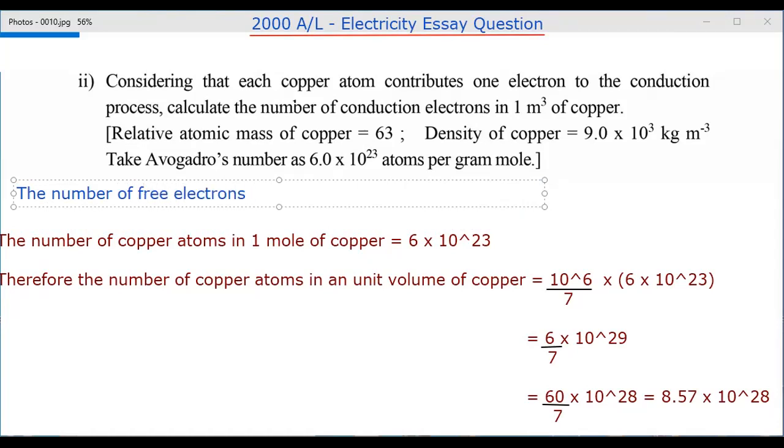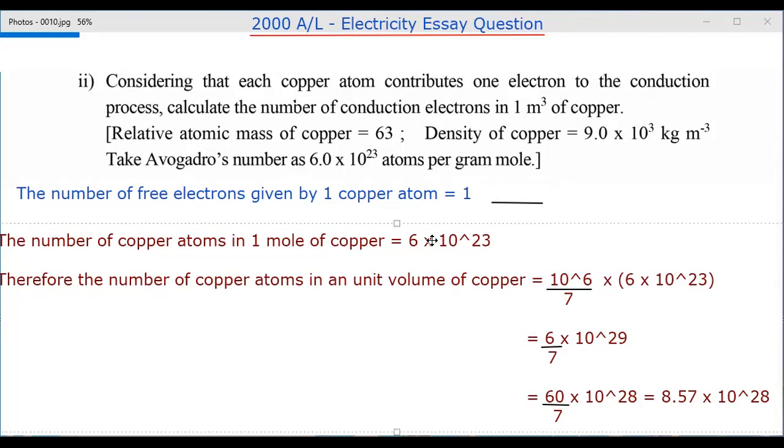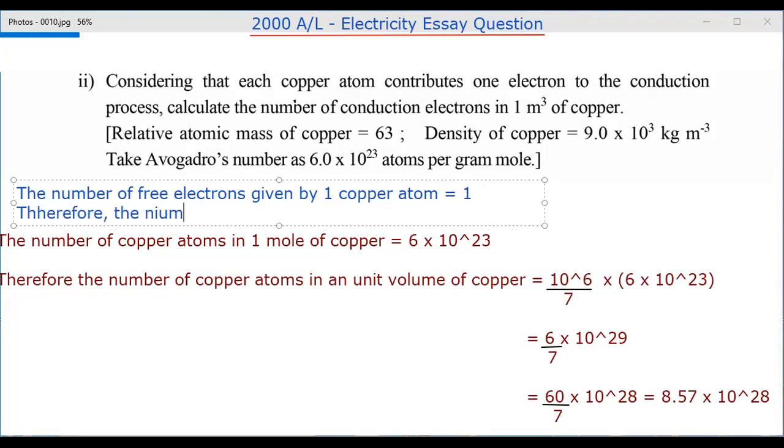The number of free electrons given by one copper atom. One copper atom gives one free electron. Am I right? So then, therefore, the number of free electrons given by how many atoms here?